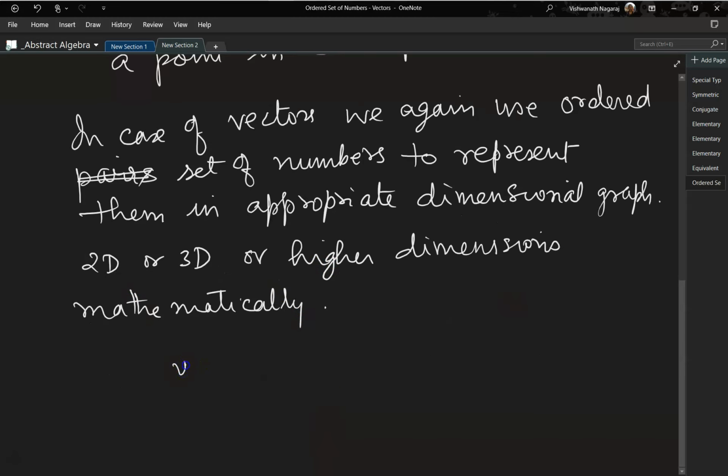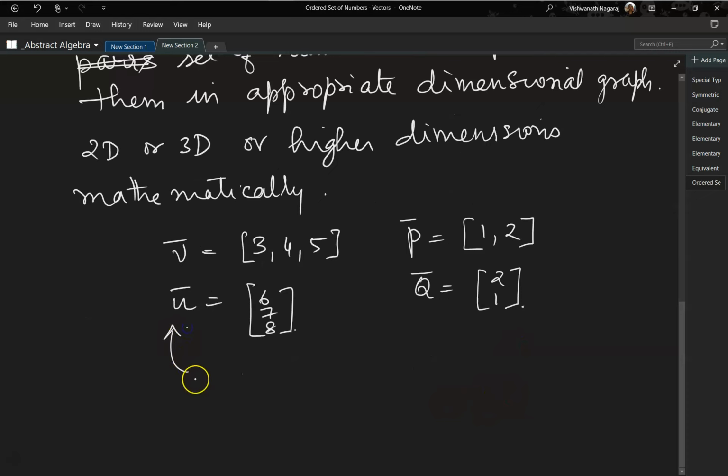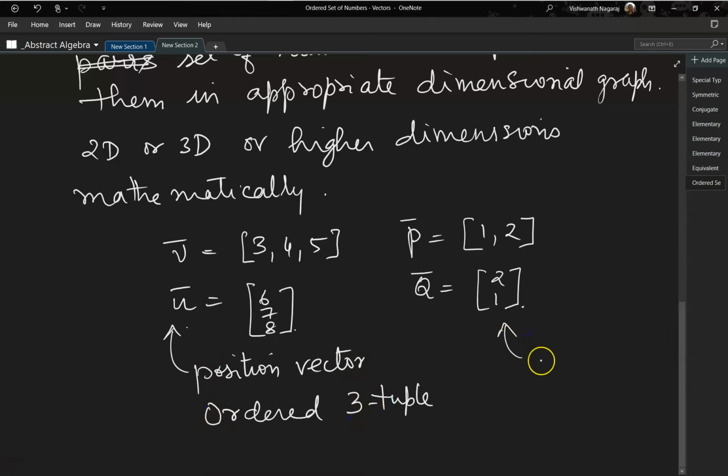So, for example, v is equal to (3, 4, 5), u is (6, 7, 8). So this is a vector with 3 numbers. So p is equal to (1, 2), q could be say (2, 1). Here, remember, these are position vectors with respect to the origin. This is called an ordered 3-tuple. This is an ordered 2-tuple.